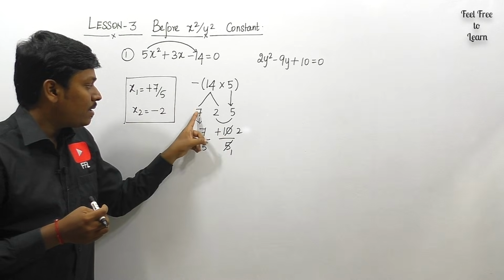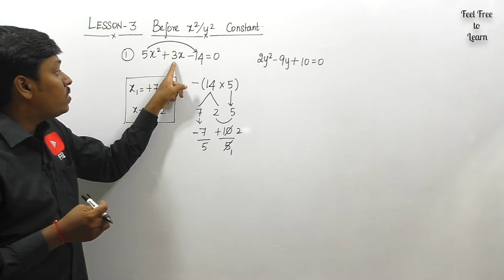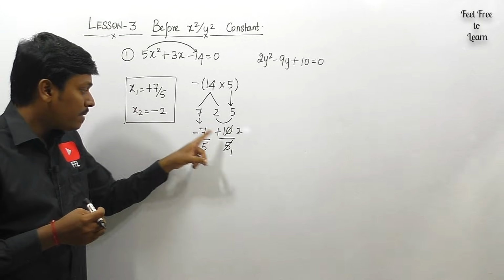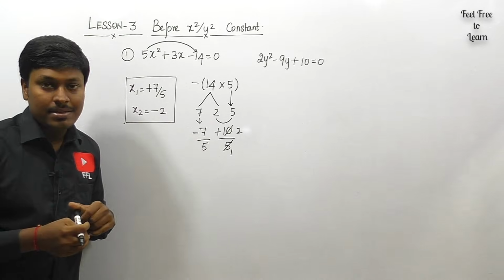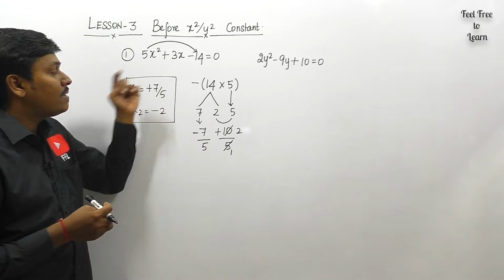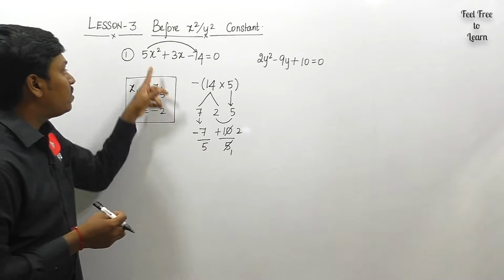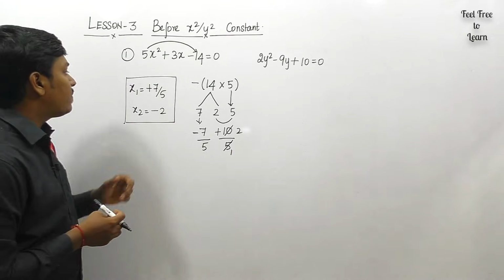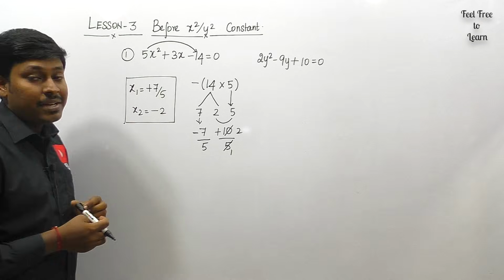5 into 2 will be 10 and the remaining will be 7. So in order to bring plus 3, this can be written as plus 10 and minus 7. When we multiply both the numbers, the resultant will be minus, but when we add both the numbers, the resultant will be plus 3. At the final answer, you need to divide this by 5, and again divide this by 5. So finally, we got the factors: 7 by 5 and minus 2.